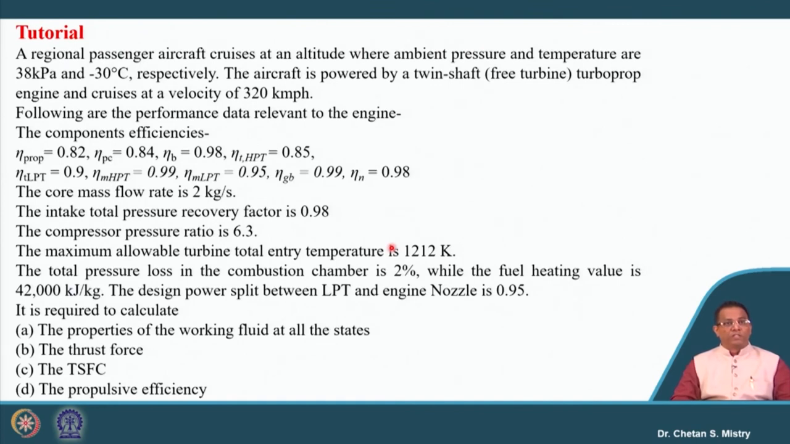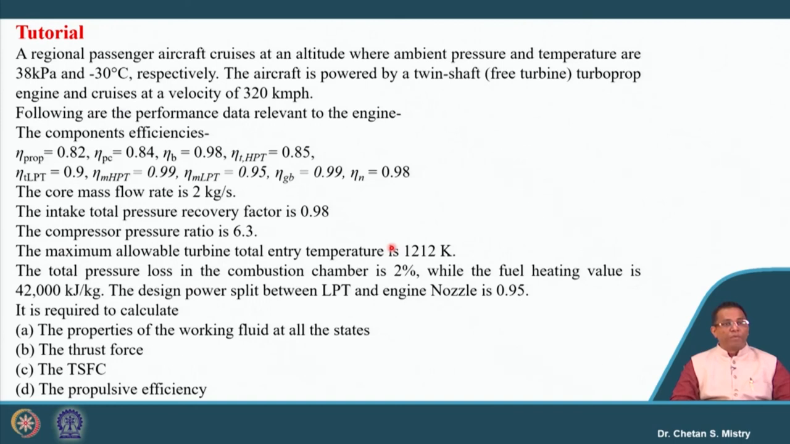Say, just take the data, take this information with you. Say, we have a regional passenger aircraft which cruises at an altitude where ambient pressure and temperature are 38 kilopascal and minus 30 degree centigrade. The aircraft is powered by a twin shaft turboprop engine. When we say twin shaft, remember we have the free turbine kind of configuration. That's what has been used for rotating our propeller. The cruise velocity is 320 kilometers per hour.